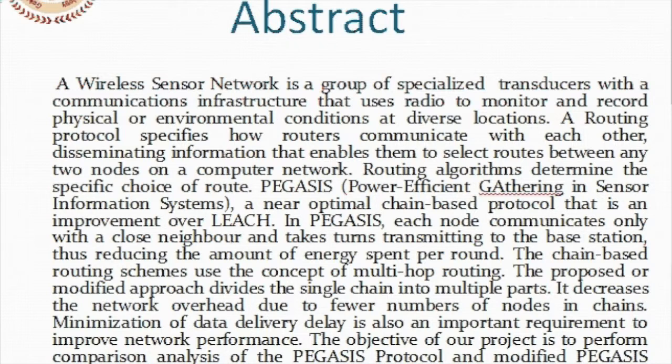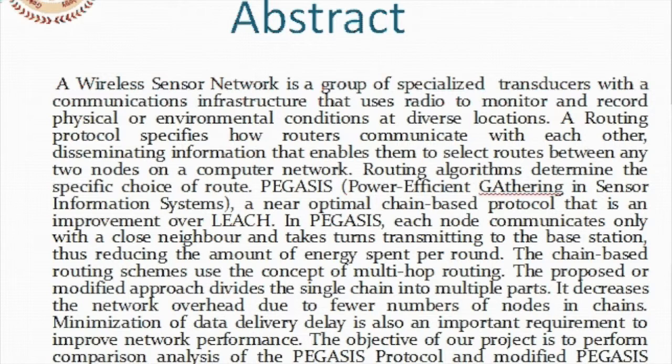Coming to what is a wireless sensor network. A wireless sensor network is a set of hundreds or thousands of microsensor nodes that have the capabilities of sensing, establishing wireless communication between each other, and doing computational processing and other operations.